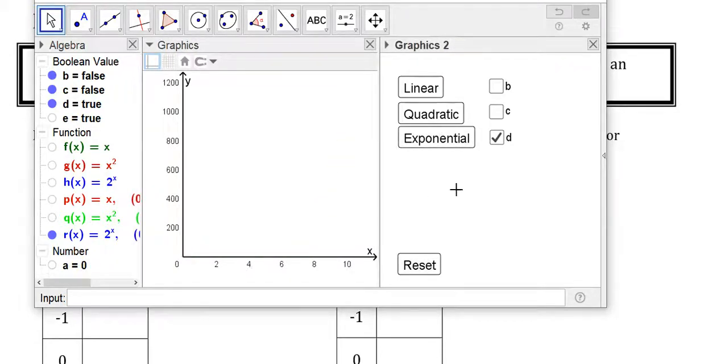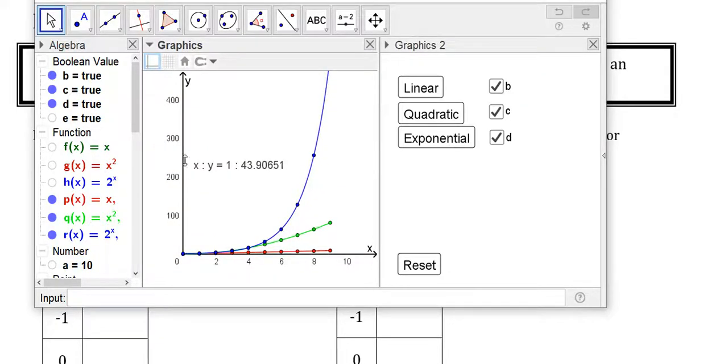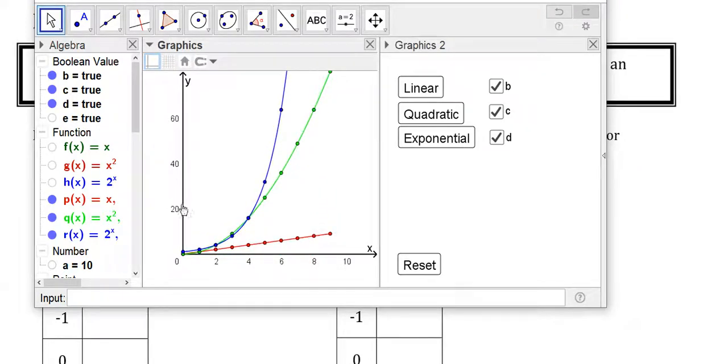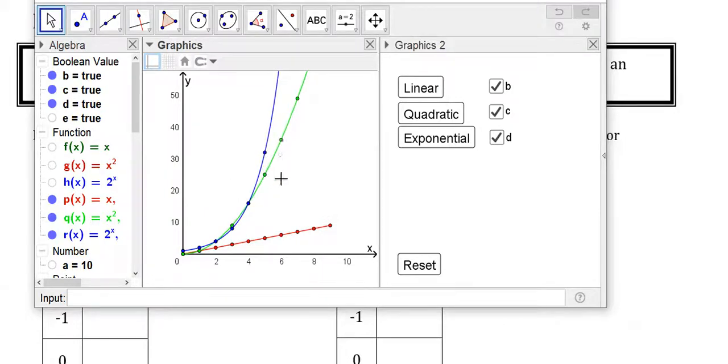But what's really interesting, I think, is when we compare all of them. We can see that, in fact, when exponential gets big, you can hardly even see that that's quadratic. But if I zoom in, you can see that this one is curving, it's quadratic. This one's linear, it's straight. And so the graphs all look different, and they all have different kinds of growth.